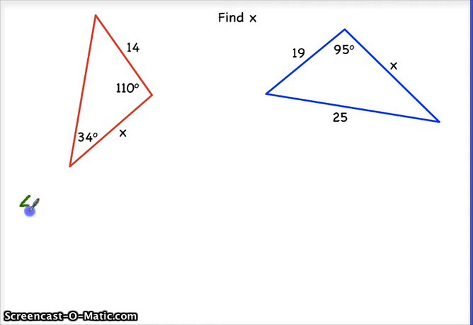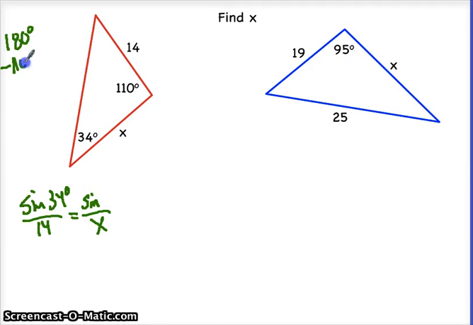Okay, so the sine of 34 is going to be to the side 14 as, now the tricky part is we don't have, again, this third angle in order to set it up opposite x in order to solve sine of that unknown angle. So again, 180 minus 110 would be 70, and then subtract another 34. Basically, 70 minus another 34 would be 36. So that's going to be a 36-degree angle. So sine of 36 is to x down here.